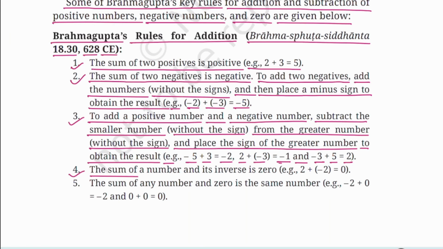4. The sum of a number and its inverse is 0. Example: 2 plus minus 2 is equal to 0. 5. The sum of any number and 0 is the same number. Example: minus 2 plus 0 is equal to minus 2, and 0 plus 0 is equal to 0.